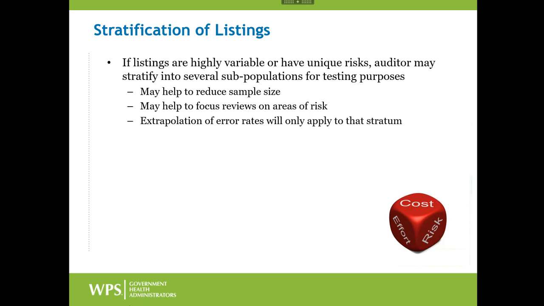So the goal of stratification is to focus in on the risk and also potentially reduce the sample size, making for a more efficient audit while still being effective. So the key thing is if a stratification takes place, we broke one list up into two separate listings, for example, any error rate we find in listing 1 will only be extrapolated to the entire listing 1. So in other words, any error rate we find in a sample of listing 1 will only be extrapolated to the entire listing 1, not the overall listing of everything.